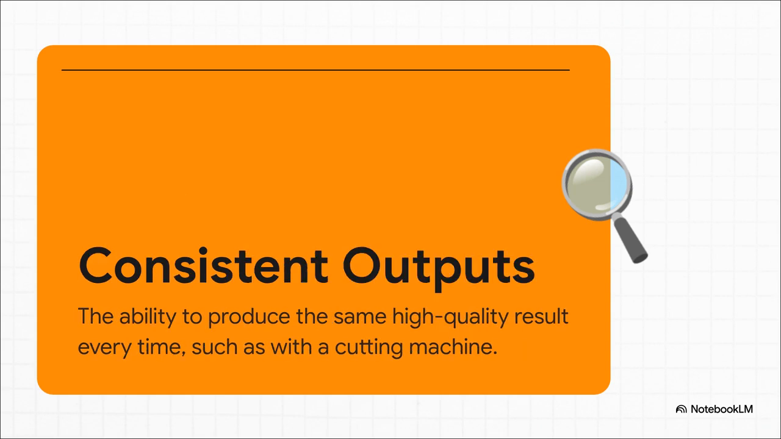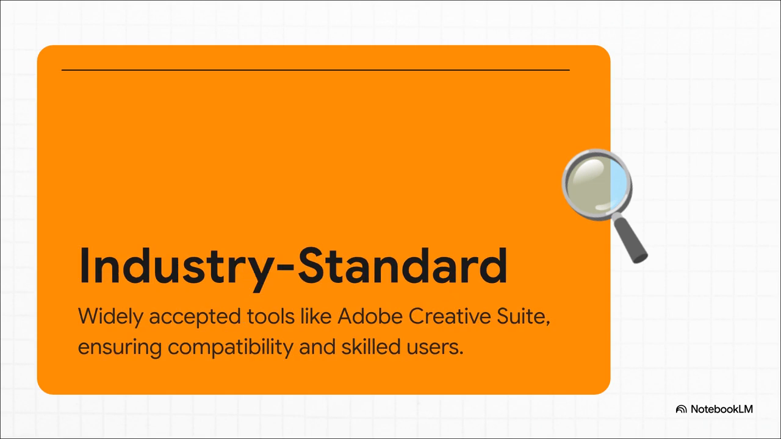Second, talk about consistent outputs. This is so key for plant equipment. A cutting machine doesn't just make one perfect box, it makes thousands of them, all identical. That's consistency. Oh, here's a huge one. Industry standard. Dropping this term in when you talk about the Adobe Creative Suite shows you really get the bigger picture. It means everyone uses it, so files are easy to share, and it's easy to find people who know how to use it.